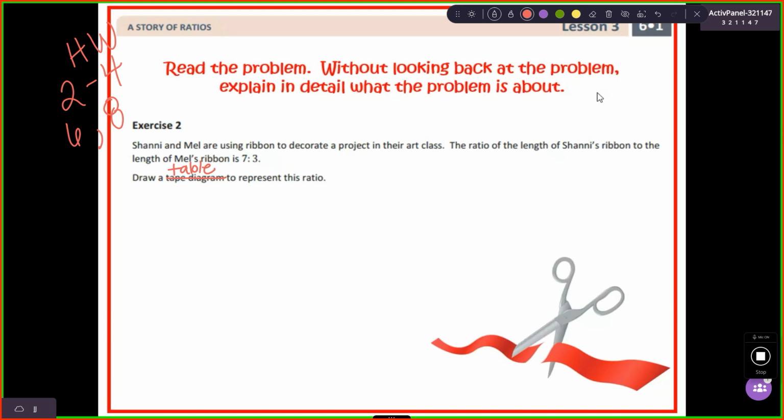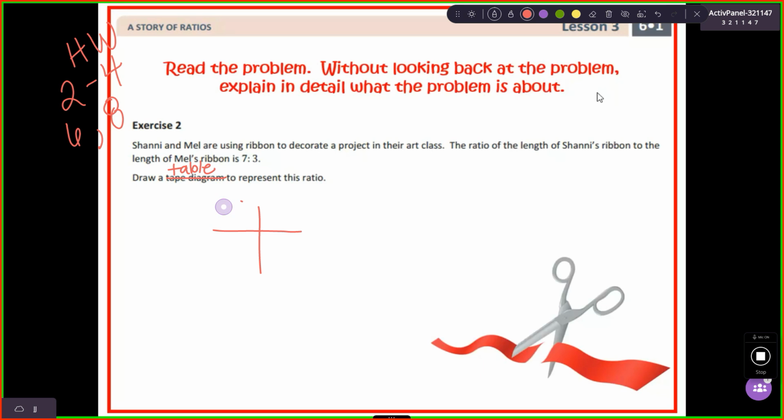Shawnee and Mel are using ribbon to decorate a project in their art class. The ratio of the length of Shawnee's ribbon to the length of Mel's ribbon is 7:3. Draw a table to represent this ratio. So we're just going back from the beginning to review everything that we just learned, okay? So here we go.